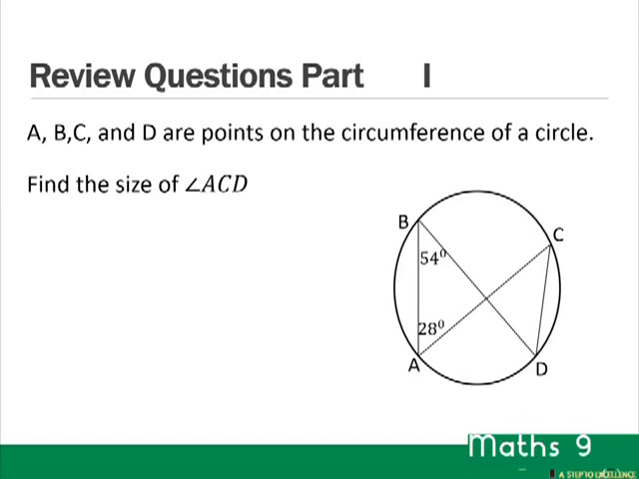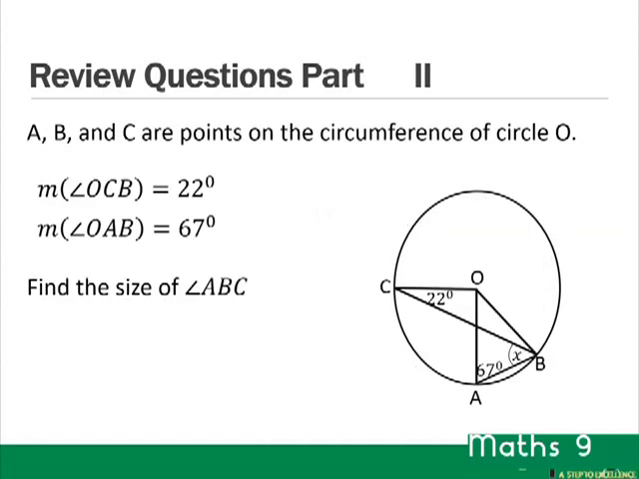A, B, C and D are points on the circumference of a circle. Find the size of angle ACD. Pause the video whilst you work it out. Here's the answer. It's 54 degrees.